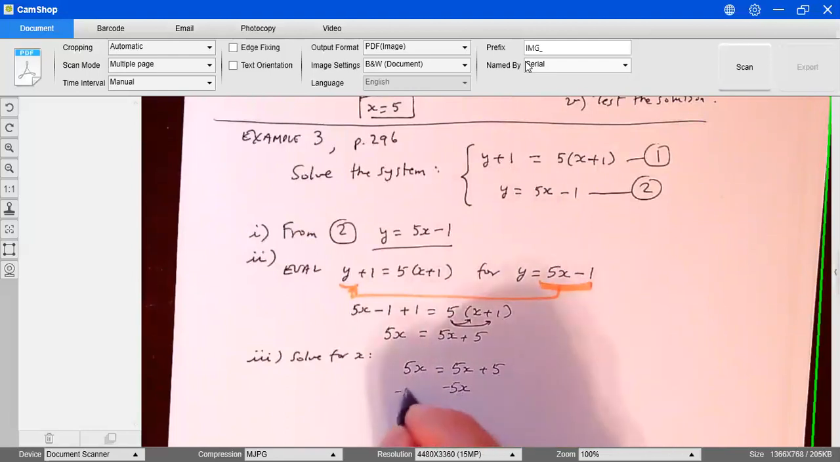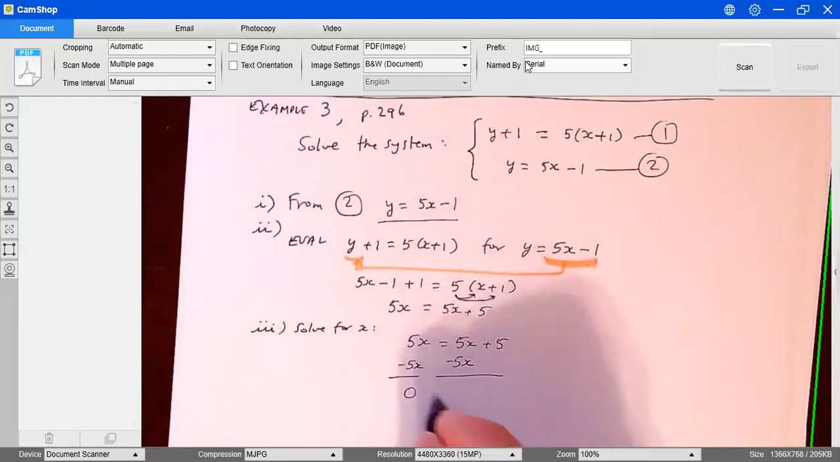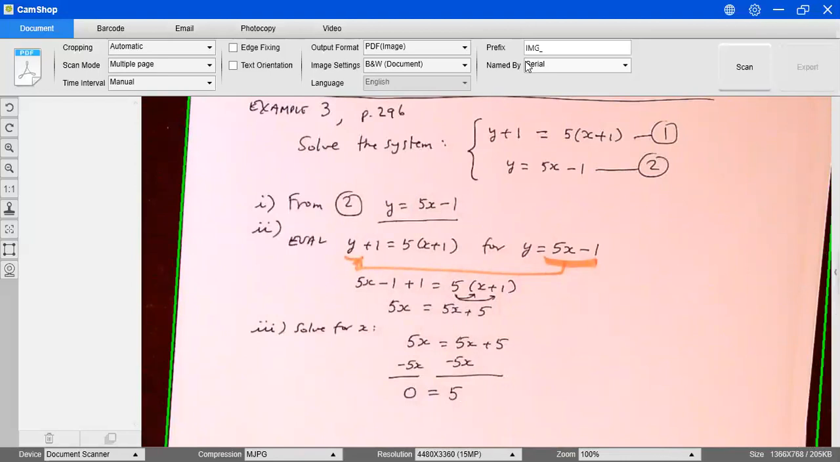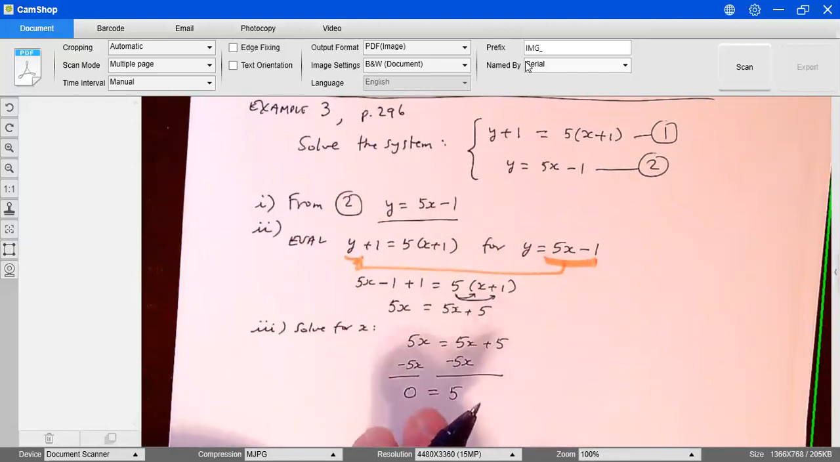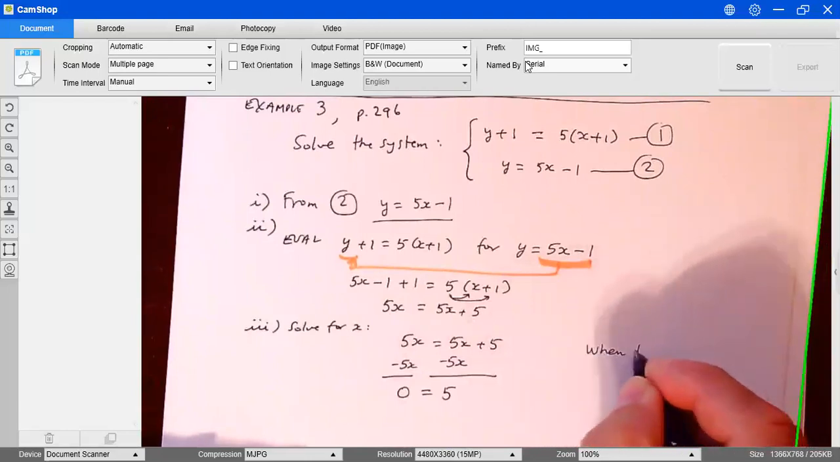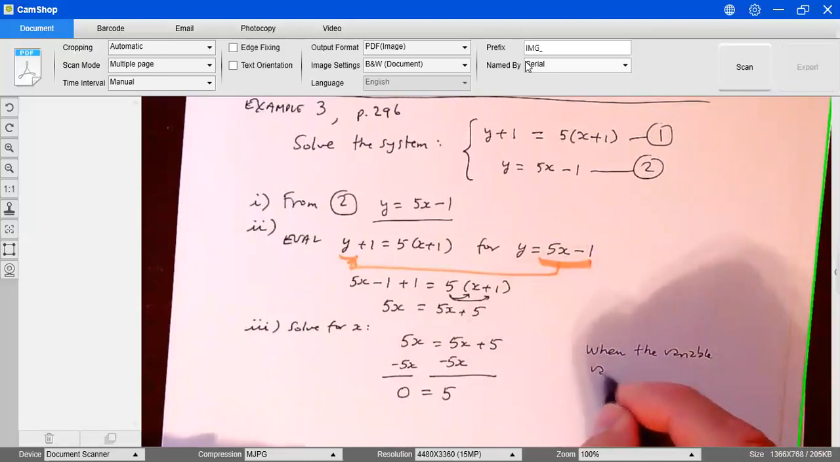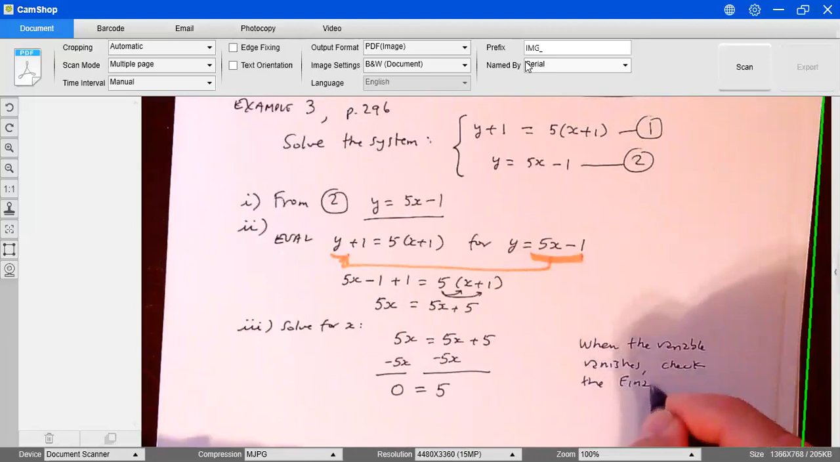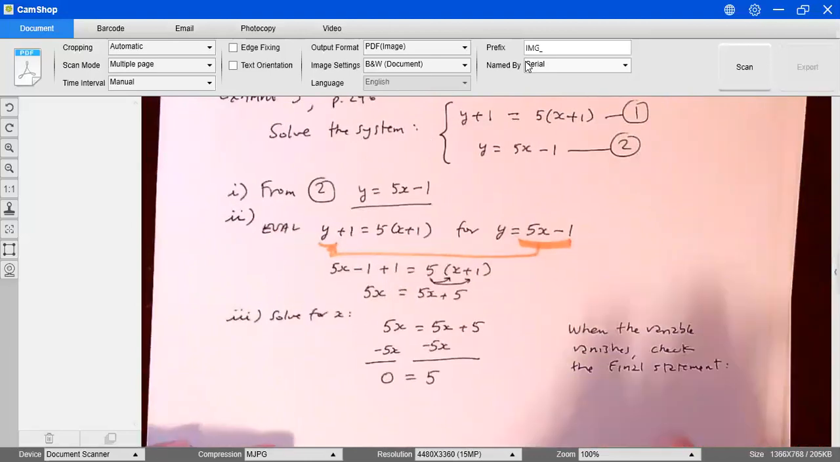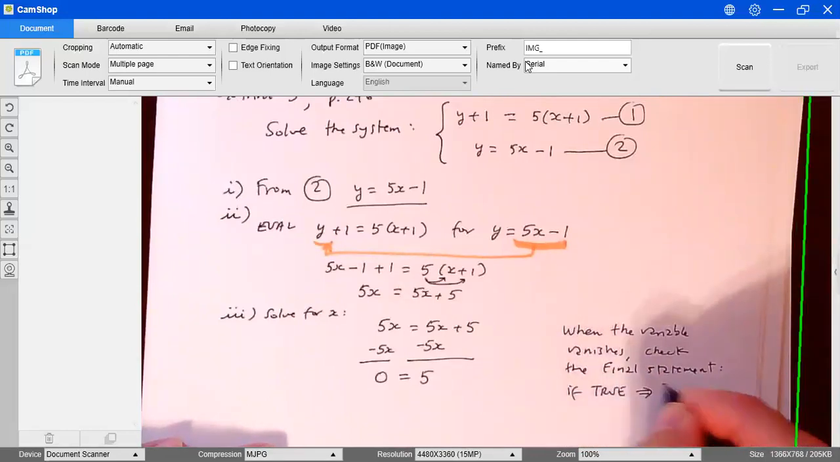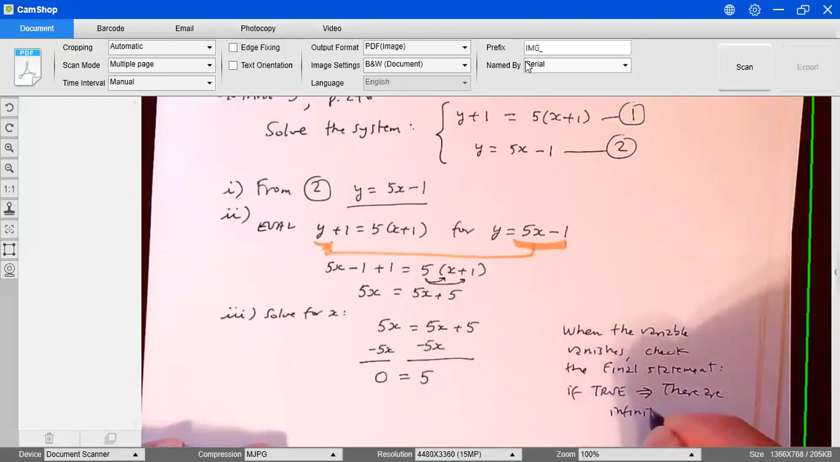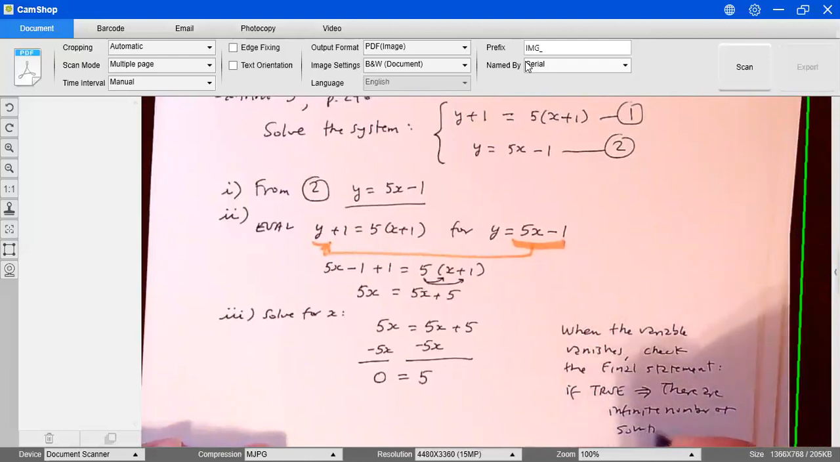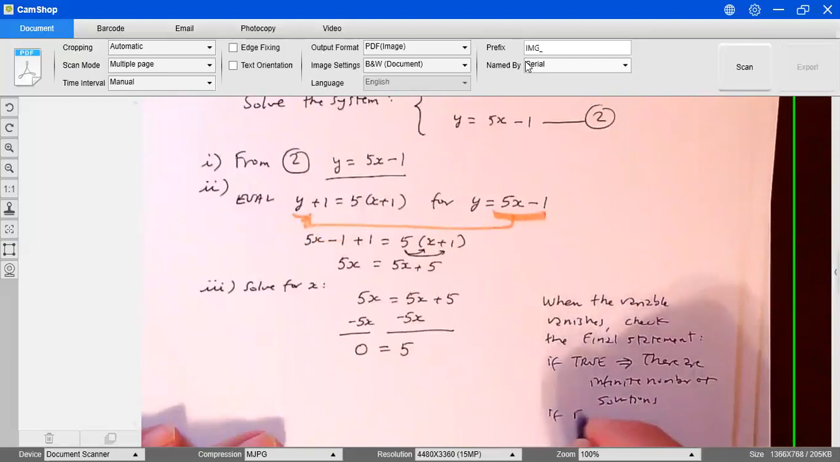If I subtract 5x from both sides, I get 0 on the left, 5 on the right. So the variable disappears. When the variable disappears, you only need to check the final statement. If the final statement is true, you say that there are an infinite number of solutions for the system.